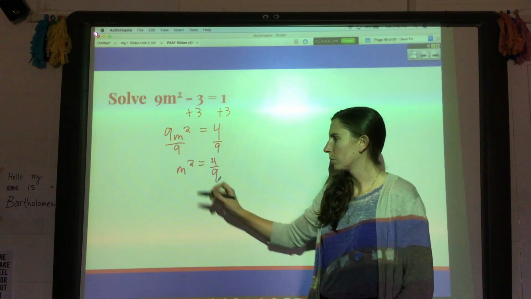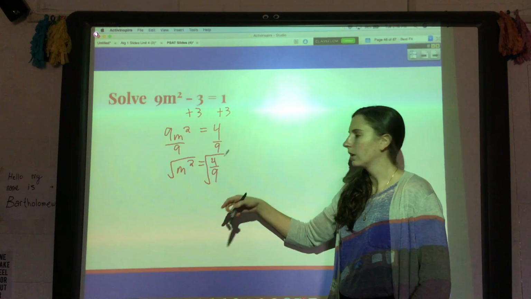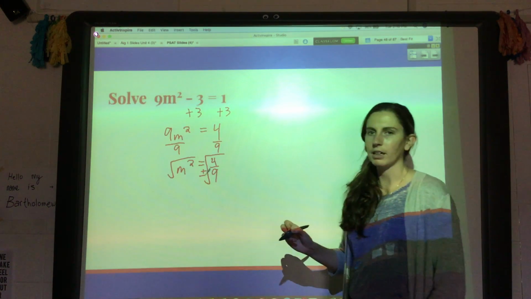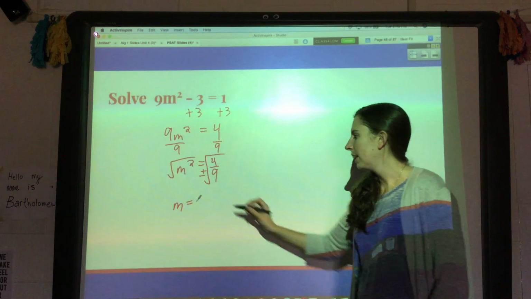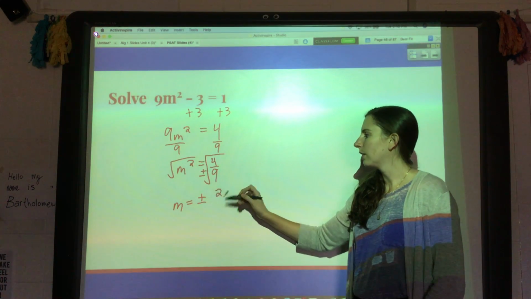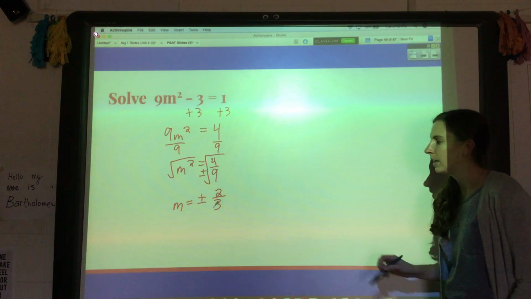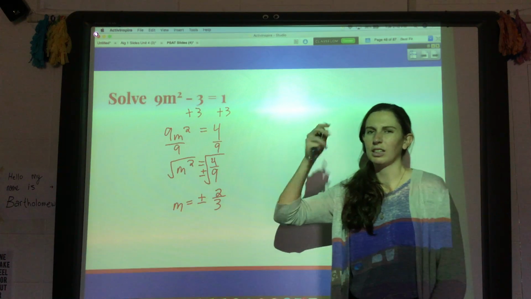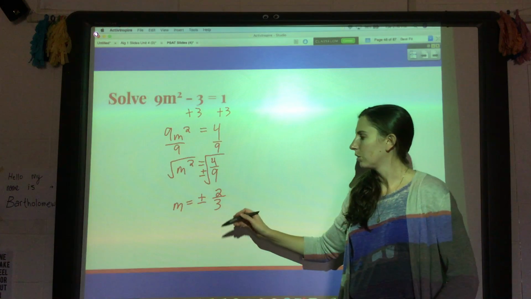Leave the 4 ninths, because when I square root this to get rid of the squared, I can square root both of those. Don't forget, when you square root a number, it could be plus, but it could be minus. So we need a plus minus there. And so I have m by itself. It equals plus and minus the square root of 4 is 2, and the square root of 9 is 3. So there we go. So I have 2 answers, and with quadratics, you're going to get 2 solutions. Occasionally they repeat, so you just get 1, and sometimes they're imaginary, but you always get 2 solutions.